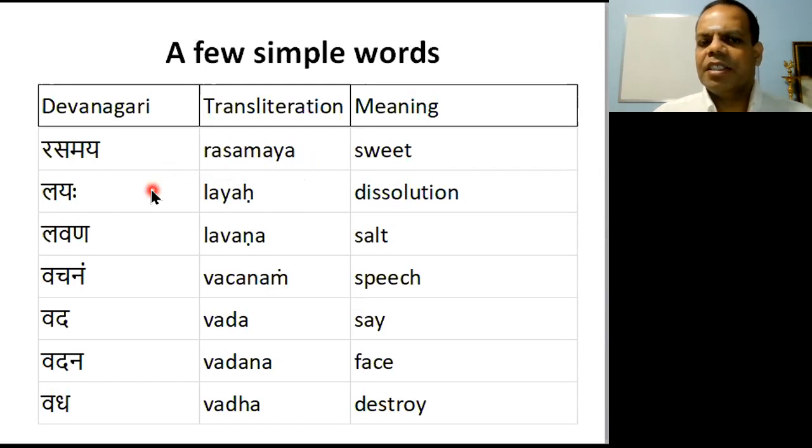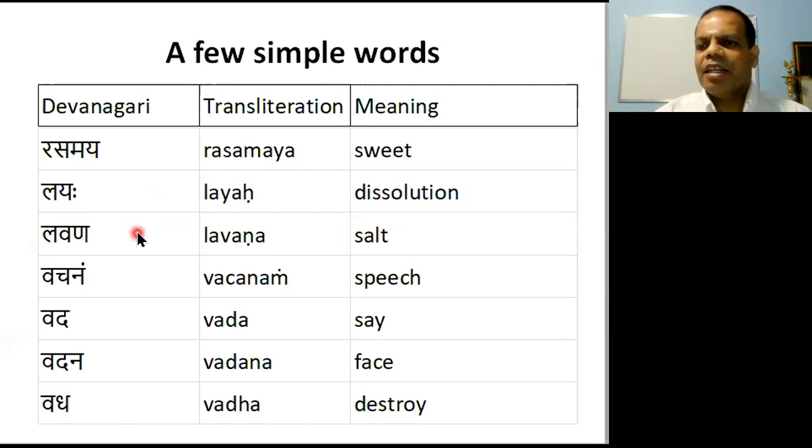The next word is layaha. Layaha means dissolution. I think we already looked at alayam, layam. So laya, pralaya comes from this word. Laya means merger, dissolution. The entire world becomes one, dissolves into something.